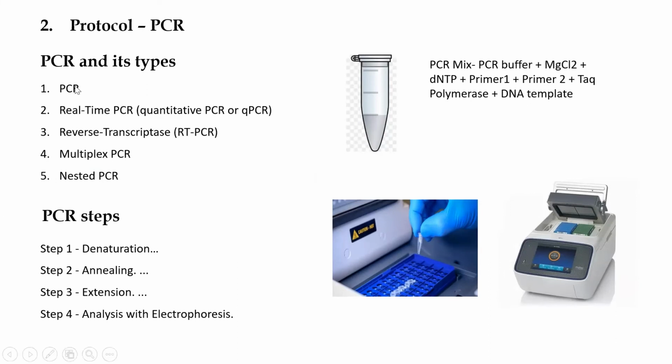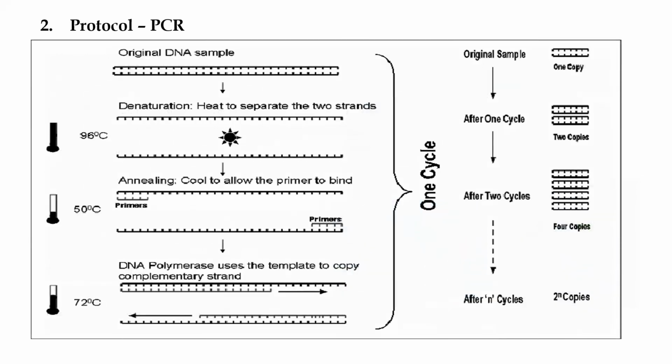Now PCR can be of different types. A normal PCR; real-time PCR, quantitative PCR, which tells you how many copies of these genes are present in your DNA; reverse transcriptase PCR, in which you give RNA as a sample, it converts it to DNA, and then the DNA is further amplified. Then there is multiplex PCR, where in the same PCR you can amplify different genes of your interest in the same reaction. And in nested PCR, you amplify the gene of your interest, and that product is then used as a template and further amplified. The main steps of PCR are denaturation, annealing, extension, which I will explain with the image, and analysis with electrophoresis.